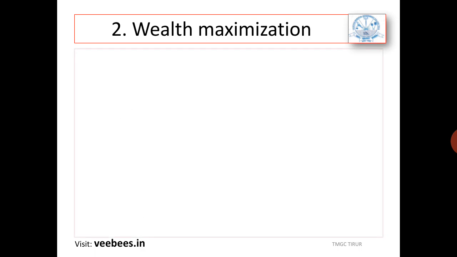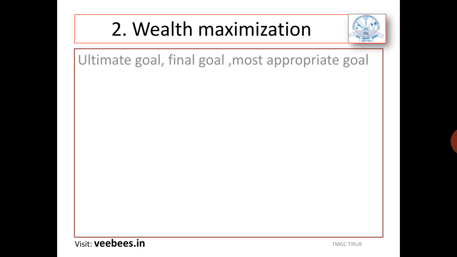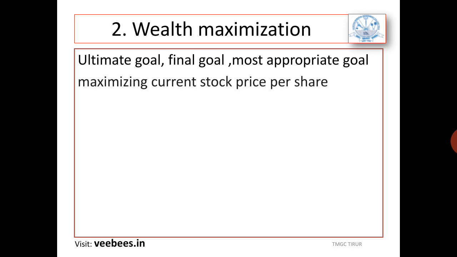The second objective is wealth maximization. The wealth maximization goal is referred to as the ultimate goal, final goal, most appropriate goal, etc. The ultimate goal of financial management is wealth maximization. Wealth maximization means maximizing the current stock price per share.